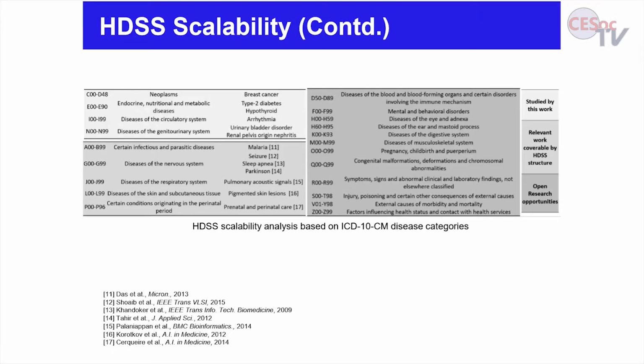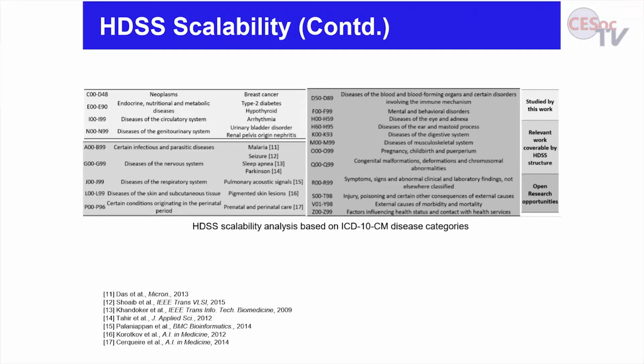The problem is that of the 20 disease categories that I mentioned, we looked at 4 for which data sets were available. We found another 5 disease categories for which data sets are available, but they're private. They're not on the web. If they had been available, we could have applied HDSS to them. But for 11 of the disease categories, there are no data sets available. So that's a wide open area of research.